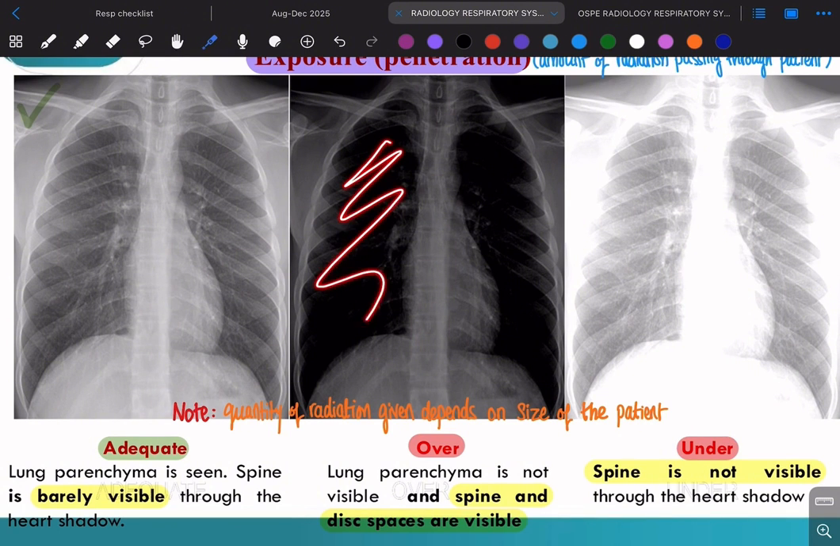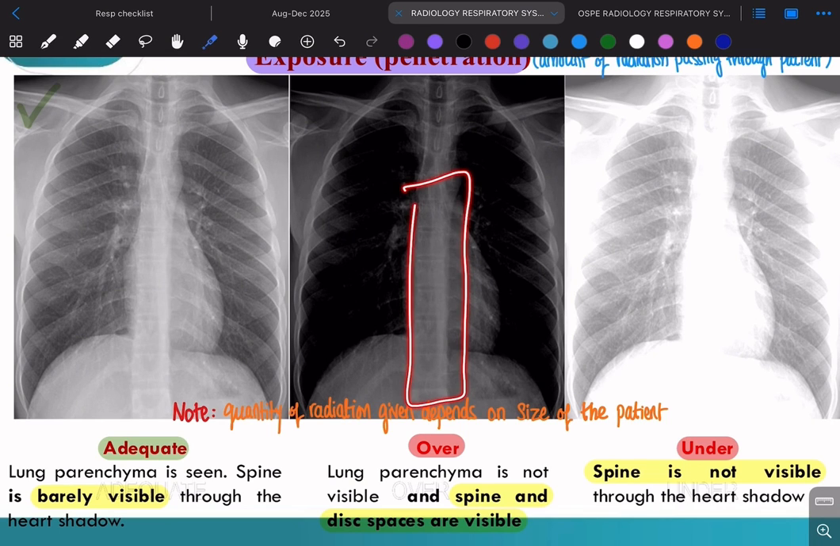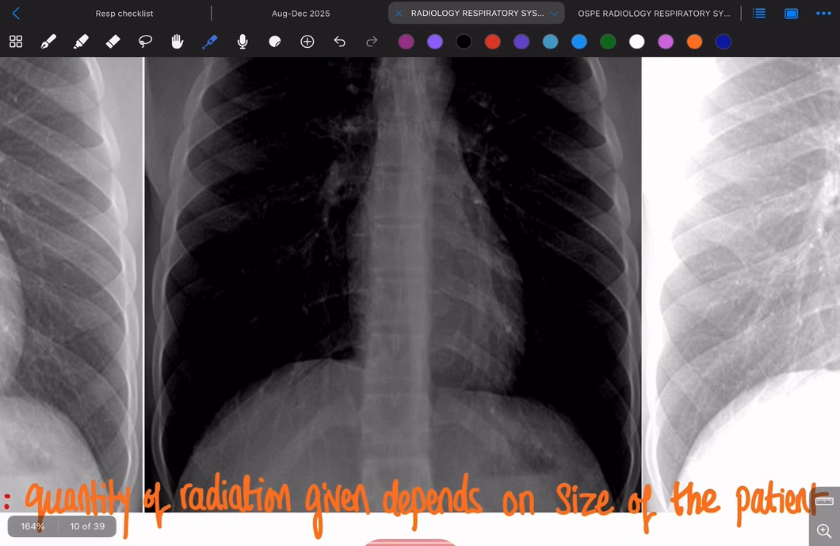So that's why it's going to appear black. So for the overradiation or overexposure, the image is going to appear black. And according to the spine, because we said the spine is going to be our reference, the spine and disc spaces are visible. Here we can see the spine and the disc spaces between.